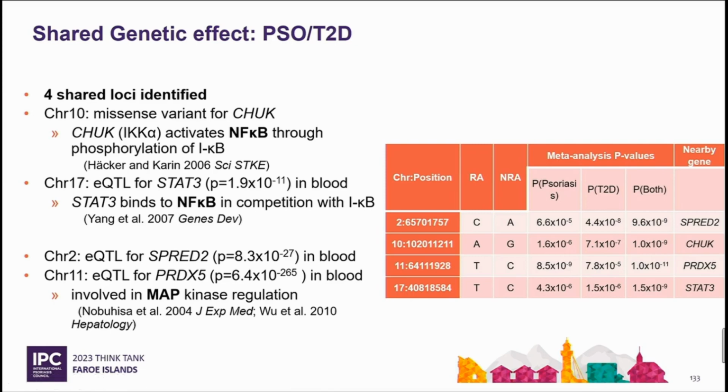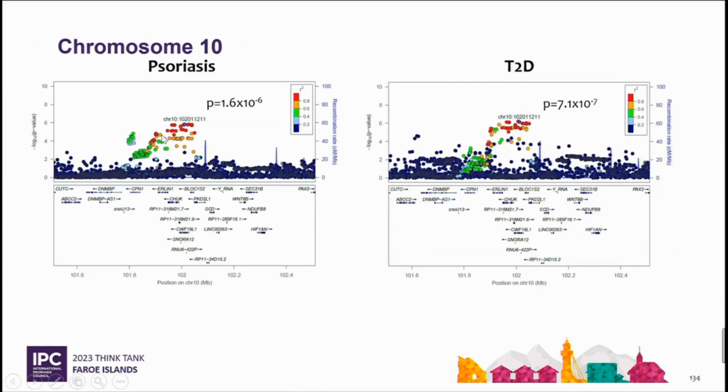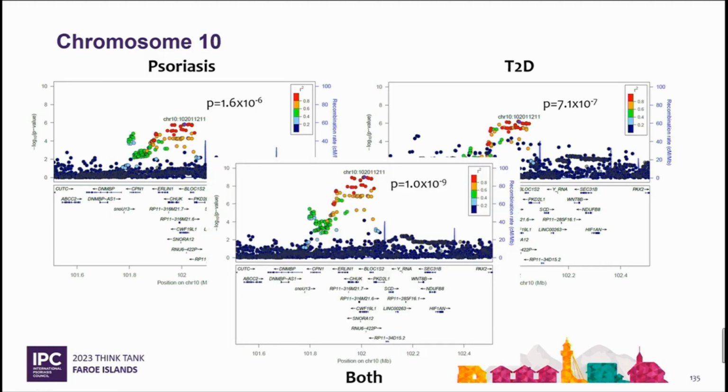So just an example. This is a regional association plot, each dot representing 1 genetic variant. Okay, you can see how the genetic signal for psoriasis is in here, and it's also compared with type 2 diabetes. It's currently in just the same region. Okay, and then if you look into a trans-disease meta-analysis, you can see the statistical significance got boosted, okay, and then you get much larger association results.